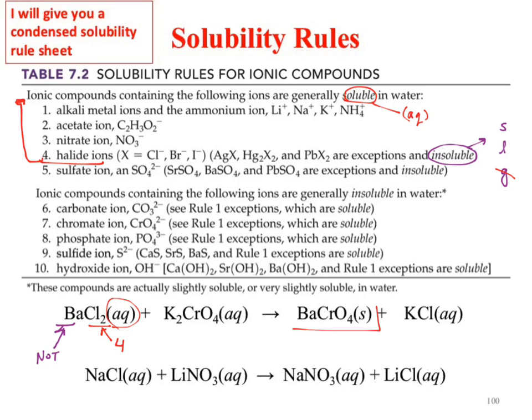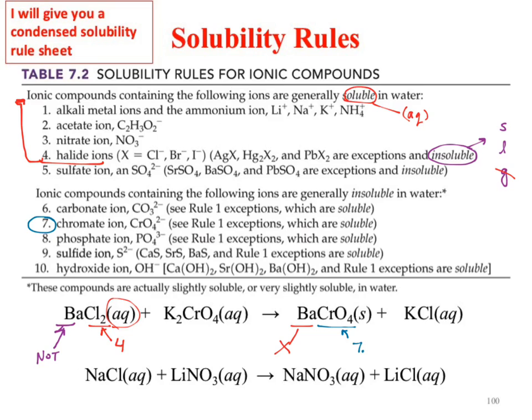Let's jump to a harder one. How about barium chromate? We just looked for barium and saw that barium does not show up. So that's not very helpful. Okay. So we need to look for chromate. Where does chromate show up? Rule 7. Take a look at Rule 7.